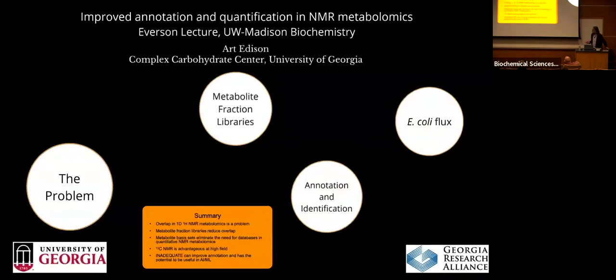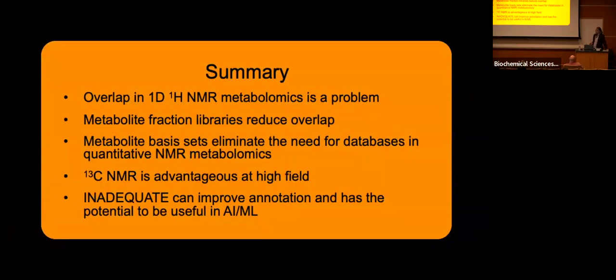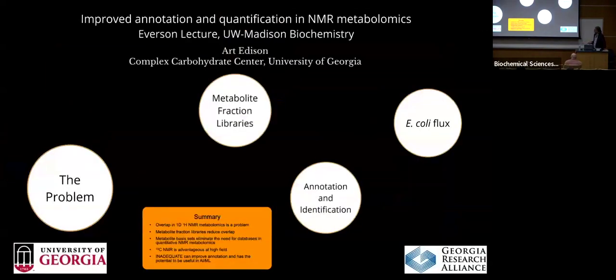I just want to summarize that overlap in 1D NMR really is a huge problem, I think a bigger problem than many people who do NMR routinely realize. Metabolite fraction libraries, I think, is a really nice way to reduce the overlap. Bonus from that is that you get metabolite basis sets, and then that replaces the need for a database to match your profiling data. And it's just the right size because it's what you see. C13 is really advantageous in high fields, and things like INADEQUATE can help quite a lot, especially with machine learning.